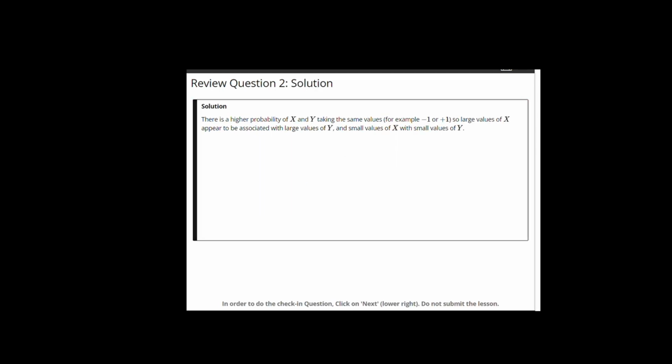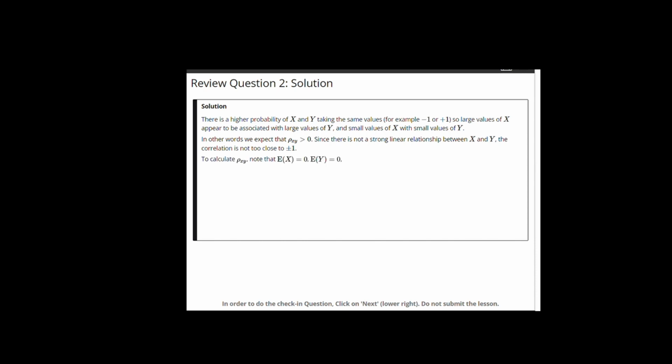Solution. There's a somewhat higher probability of x and y taking the same values, for example, -1 or +1. So that means that large values of x seem to be somewhat associated with large values of y, small values of x with small values of y. This would seem to indicate that the correlation coefficient is positive. But there doesn't look to be a very strong linear relationship between the two. The correlation is probably not very close to plus or minus 1.